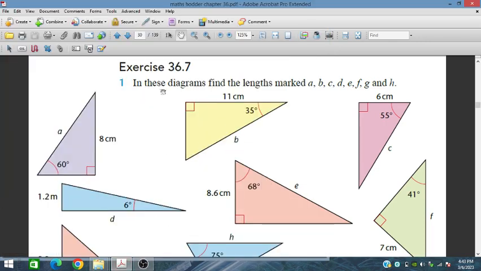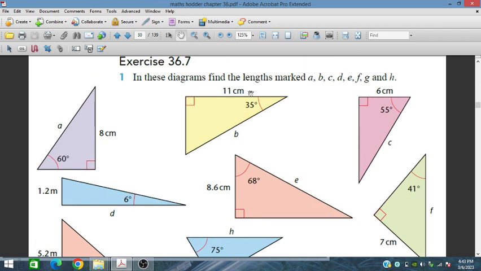Bismillahirrahmanirrahim. Today we will discuss exercise 36.7, which is relevant to trigonometry basics and fundamentals. In this diagram, find the lengths marked A, B, C, D, E, F, G, H. So we have to find these lengths.